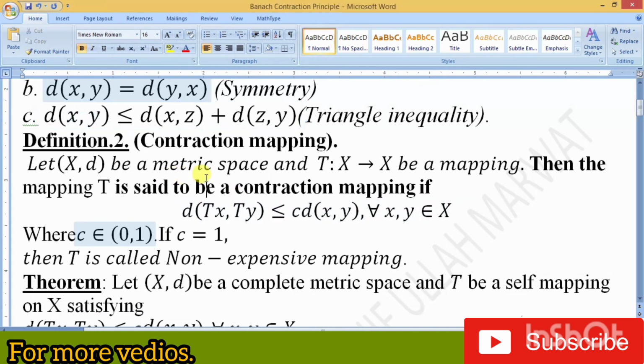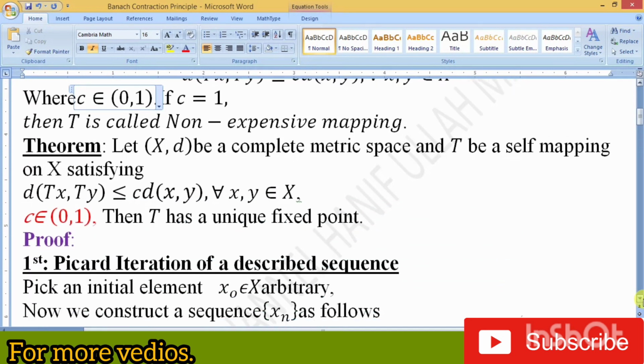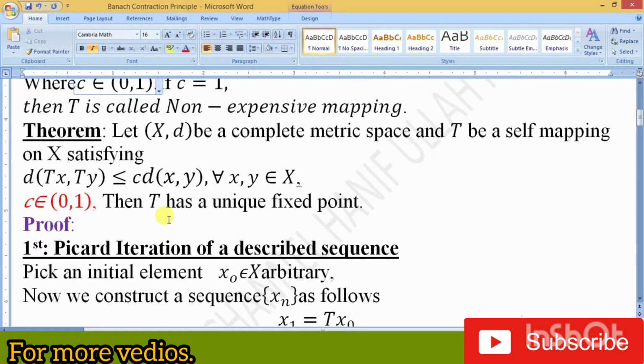The second one is the definition of a contraction mapping. Here the distance function d(Tx, Ty) is less than or equal to c times d(x, y), where c belongs to the open interval (0, 1) and is a constant. If c is equal to 1, then T is considered a non-expansive mapping. Let's see the given statement on the screen.